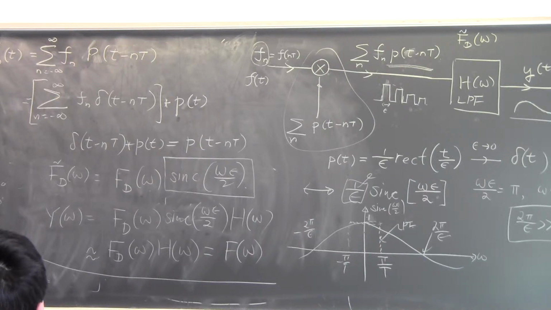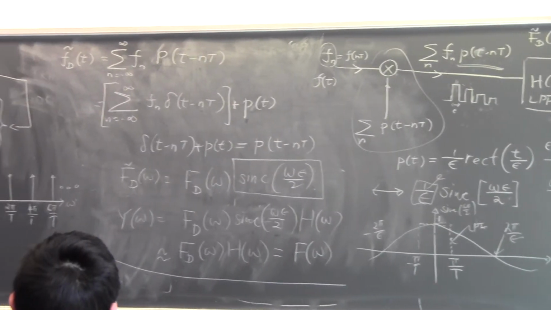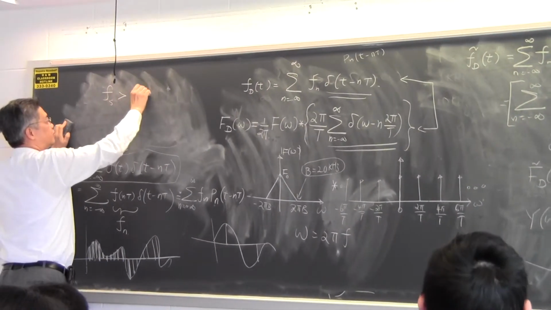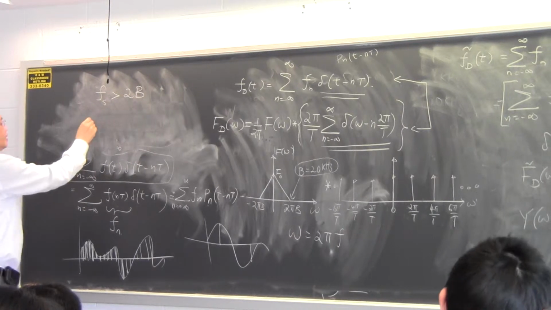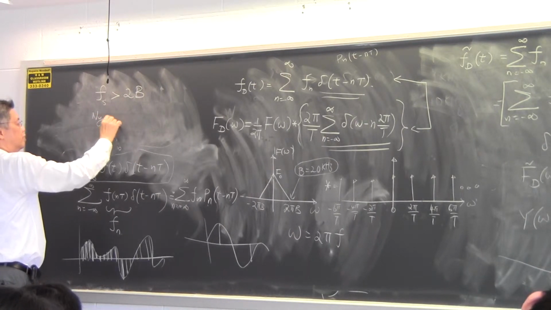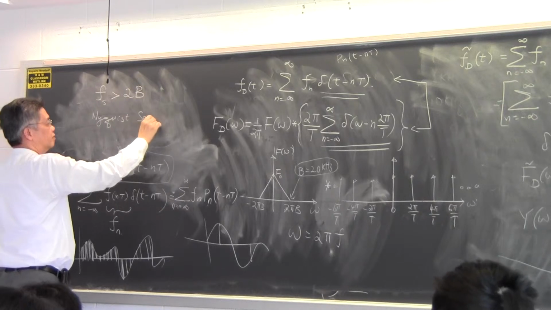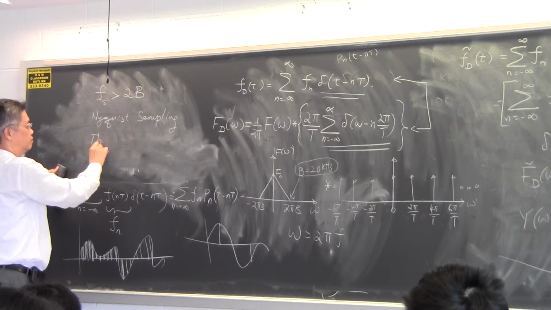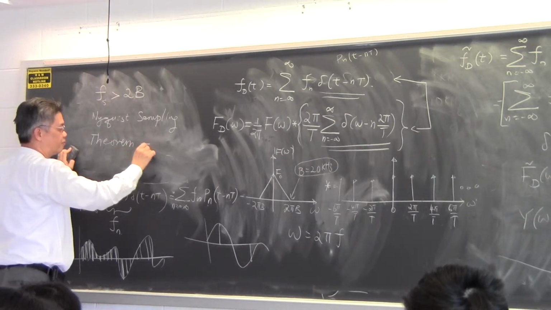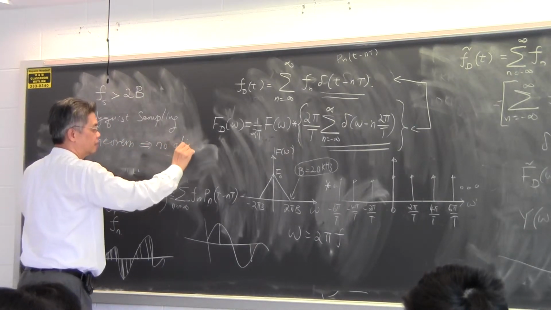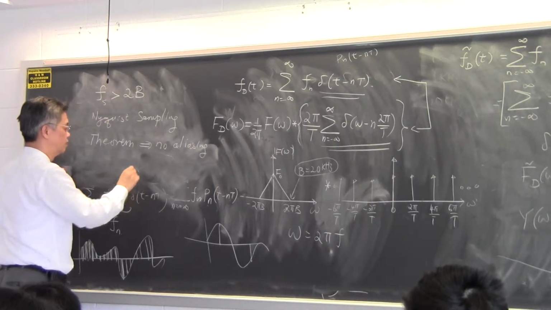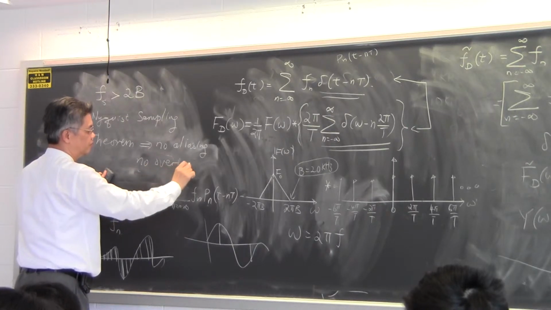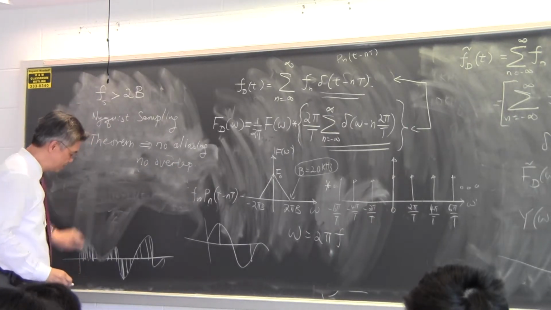And there's a very important theorem that says that the sampling rate must be larger than 2 times the bandwidth of the signal, and this is called the Nyquist sampling theorem. And if this is satisfied, it implies no aliasing, no overlap. That's what it means in the Fourier space. And that is very important.